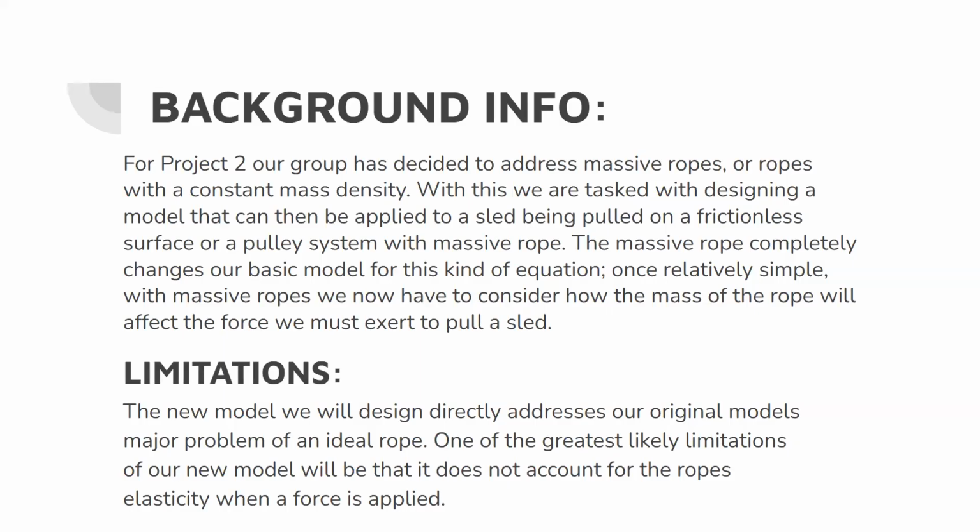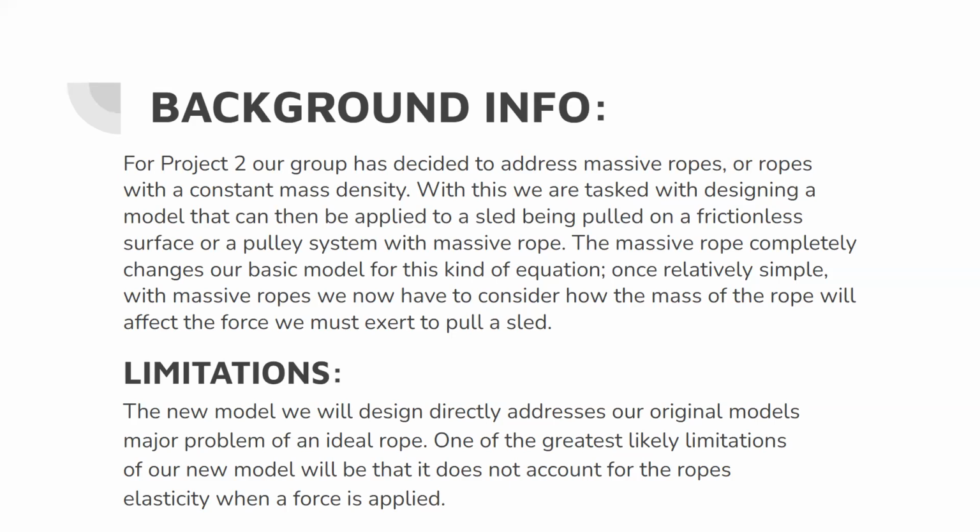To start things off, some background information for project 2. Our group has decided to do the massive ropes, or ropes with a constant mass density. With this task, we are tasked with designing a model that can be applied to a sled being pulled on a frictionless surface or a pulley system that uses a massive rope. And this massive rope completely changes how we looked at our old model, because now we have to consider how the mass of the rope affects the force.